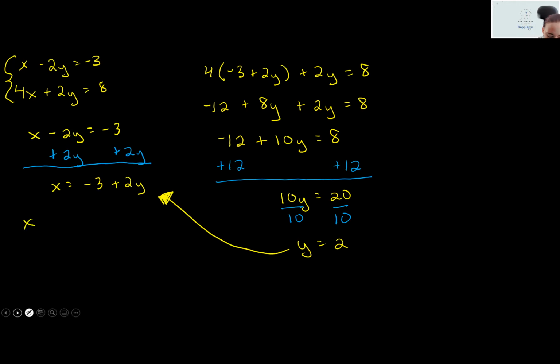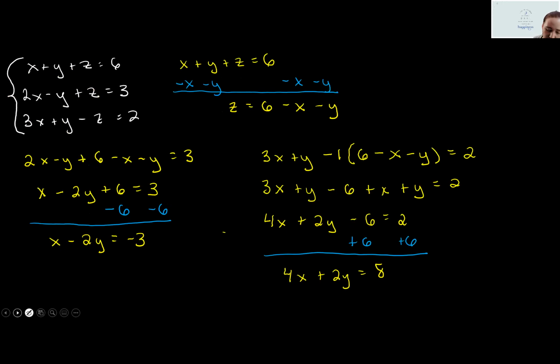So we have x equals -3 plus 2 times 2. So this is -3 plus 4, and x is equal to 1. Then now we have x and y. Then we go back to our equation right here to find z.